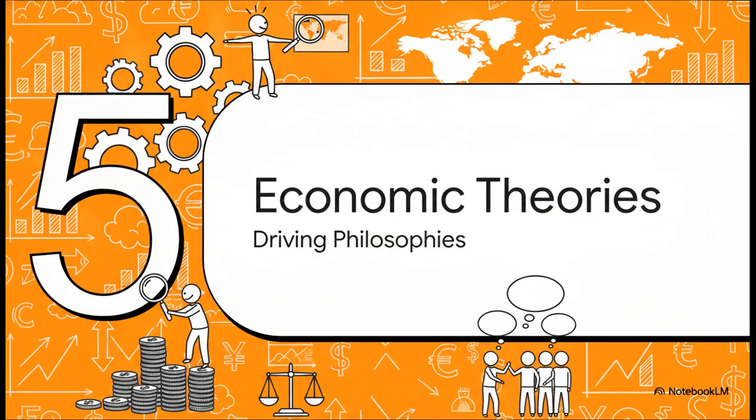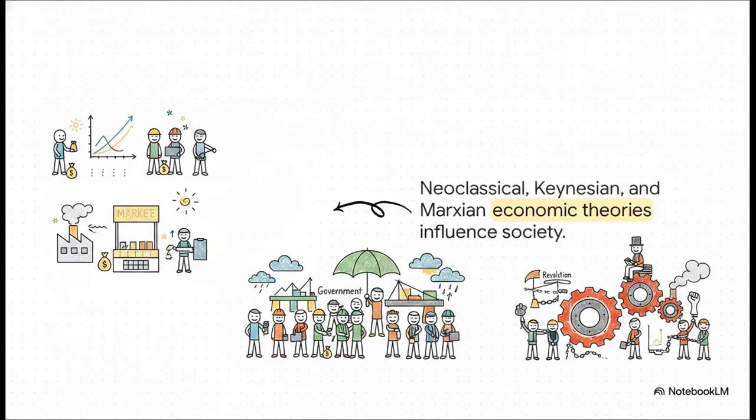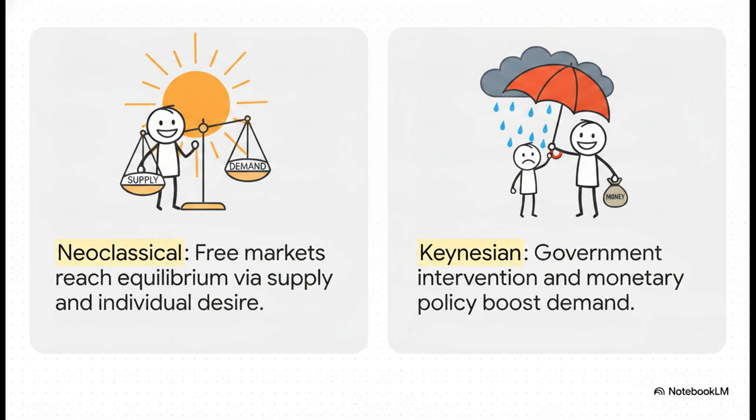Which brings us to our final stop, Section 5.3, major economic theories, the driving philosophies. As markets have grown and changed over time, 3 distinct schools of thought, neoclassical, Keynesian, and Marxian, have really emerged as the foundational philosophies for modern economic policy. Each of these theories views the relationship between individuals, markets, and governments through a fundamentally different lens. While neoclassical theory largely trusts free markets to find a perfect equilibrium just through the sheer volume of supply and demand, Keynesian economics takes a very different approach.